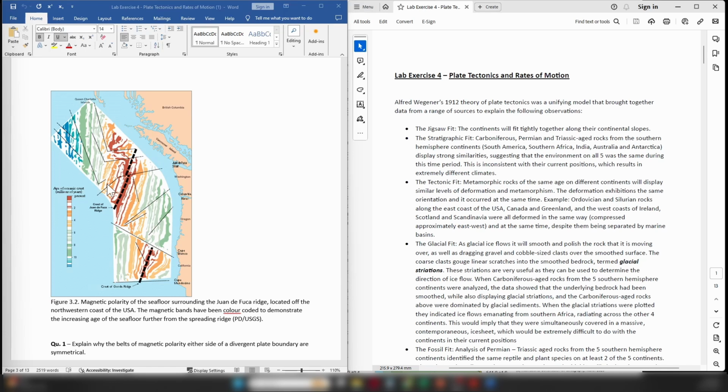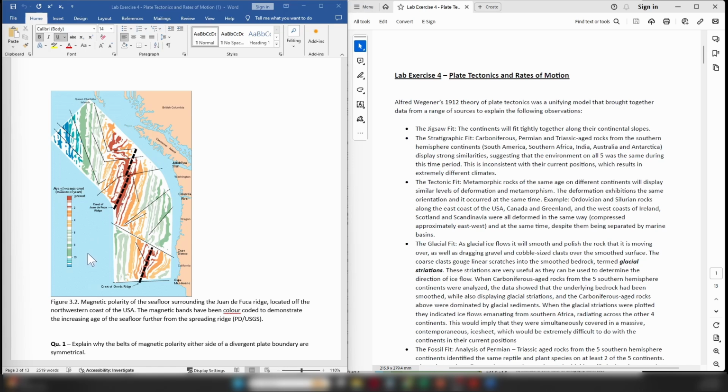So you can see we have these bands of magnetic polarity mirroring each other either side of the divergent plate boundary. So this straight away tells us that new oceanic crust, which is forming at the divergent boundary, is being pushed away from it every time a new pulse of magma comes up along the divergent boundary to form new oceanic crust.